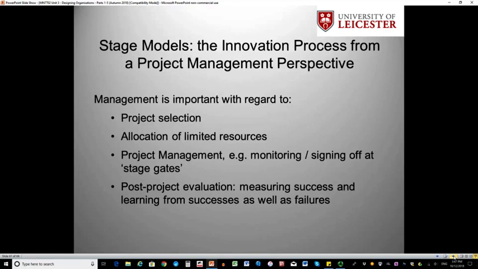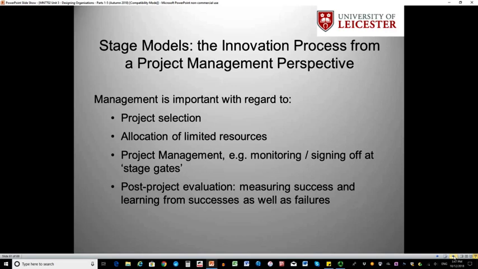So the stage model I talked about in part 4 was very much from a project management perspective. Very much we're pushing people who are clearly involved in the innovation process, but focusing on process rather than people, focusing on activities and tasks rather than people. And so the stage model process and much of the work around the NPD process and the NSD process is from a project management perspective.